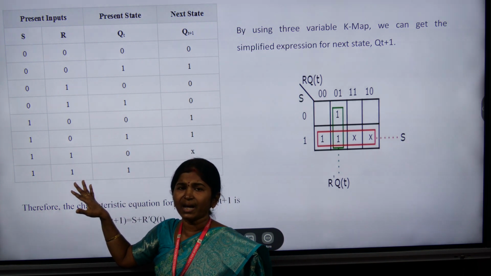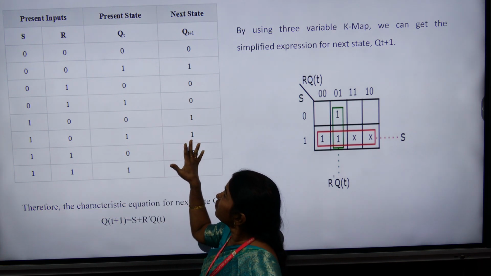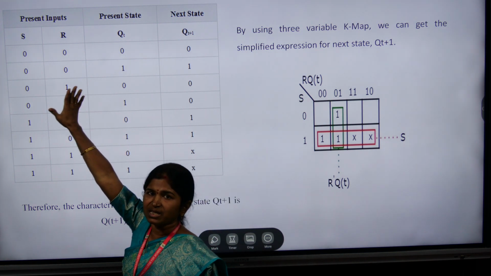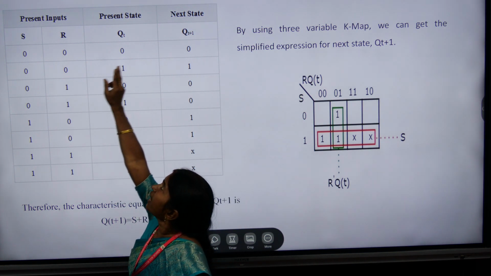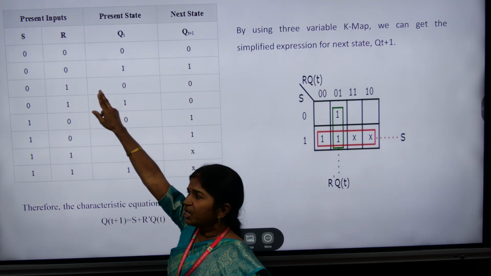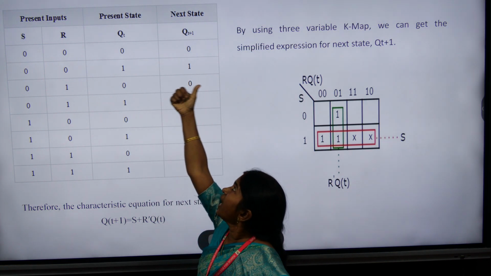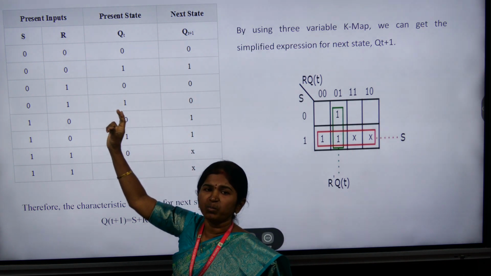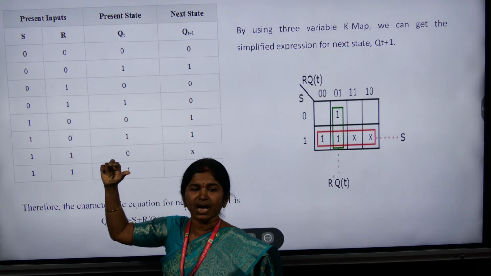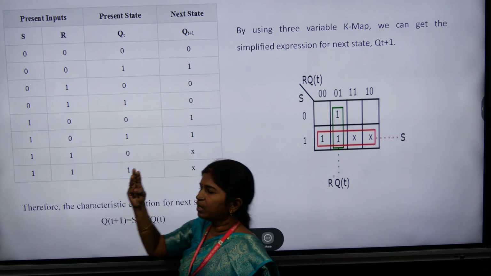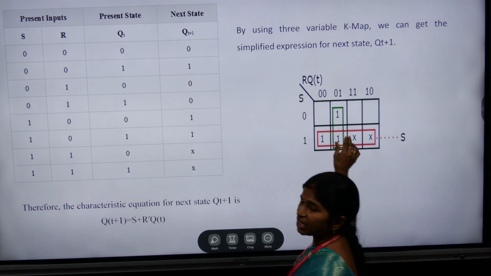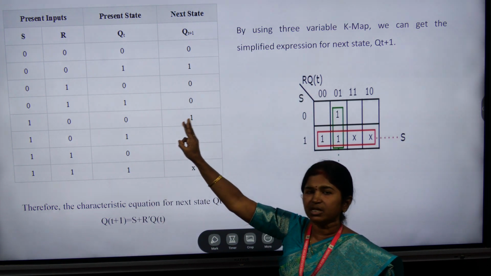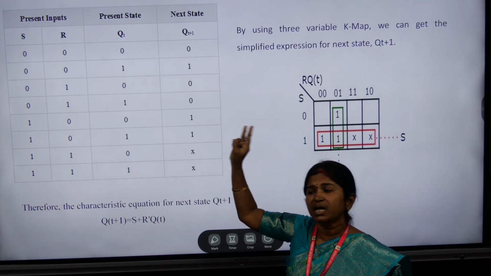Now I have to write the characteristic equation for this SR flip-flop. So how many inputs are there in the characteristic table? S, R and Q of t. These are the three inputs in the characteristic table, and Q of t plus 1 represents the output. So for the three inputs I have to draw the K-map, that is, I have to go for the three variable K-map. So now I have drawn the three variable K-map by considering the three inputs S, R and Q of t.